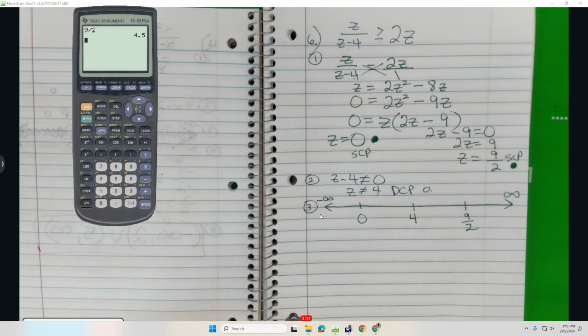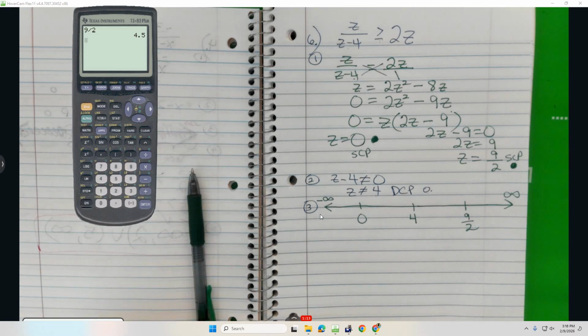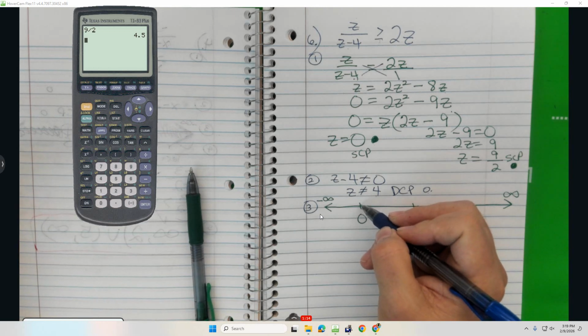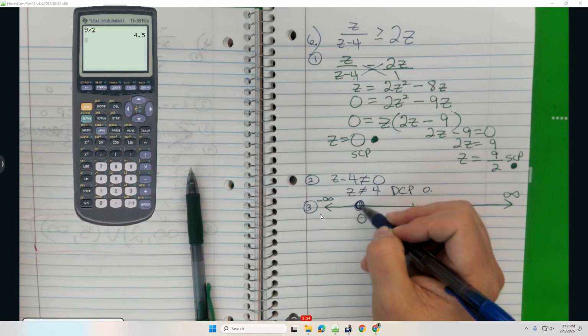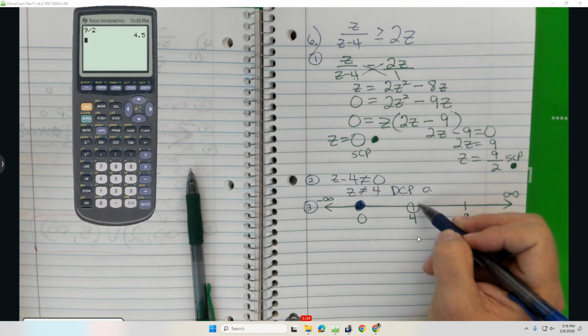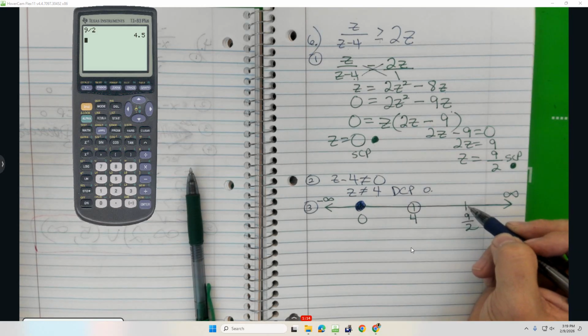And now, put the open and closed circles where they go. What do we have? Imagine just thinking it through. Open circle here, closed circle there. So we closed in 0. What about 4? Open. 9 halves.